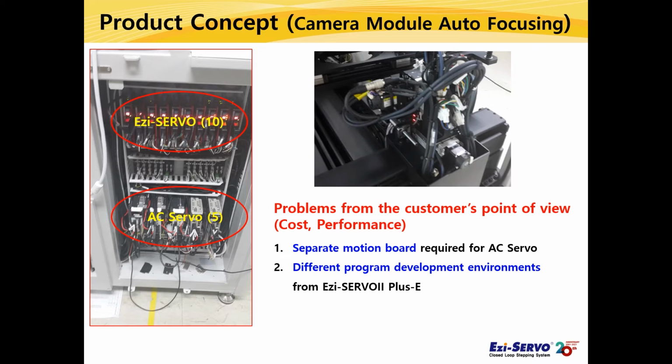This is cumbersome from the customer's point of view, and costs are increased by a separate motion board to control the 5-axis Ezi-SERVO. In addition, long and thick bundles of wires connected from the Ezi-SERVO to the motion board are required, and it makes the wiring complicated. In the next chapter, I will explain the details with diagrams.